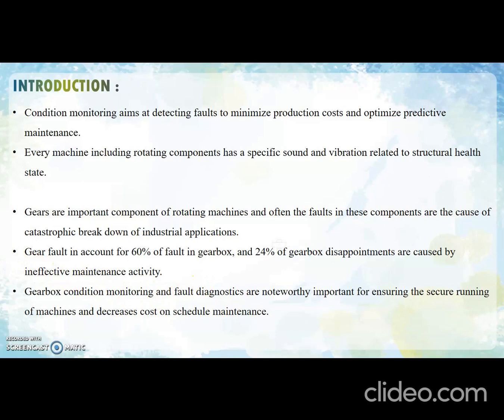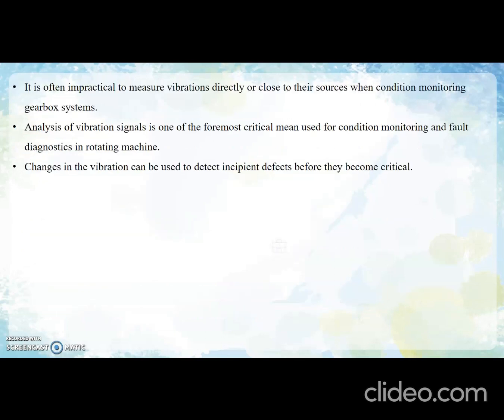Gearbox condition monitoring and fault diagnostics are important for ensuring the secure running of machines and decreasing costs on scheduled maintenance. Analysis of vibration signals is one of the foremost critical means used for condition monitoring and fault diagnostics in rotating machines. Changes in the vibration can be used to detect incipient defects before they become critical.